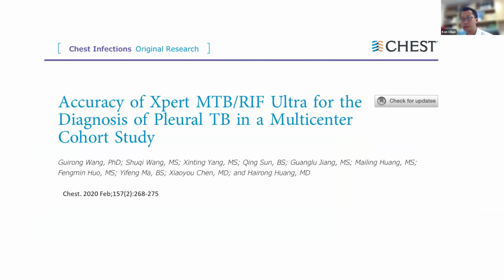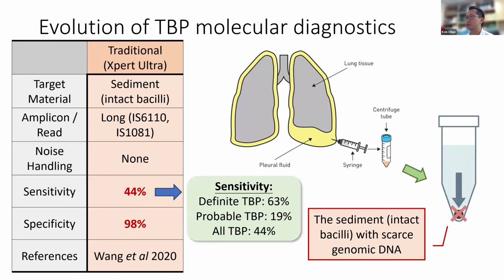So I have selected some key papers about the molecular diagnosis. This is one of the biggest multi-center cohorts done in China. They enrolled patients prospectively and sent the pleural fluid for Xpert Ultra. You can see that this is a summary. They centrifuged the pleural fluid, got the sediment, and applied the Xpert Ultra to the sediment, and actually the Xpert Ultra reads the target sequences IS6110 and IS1081 in the sediment.